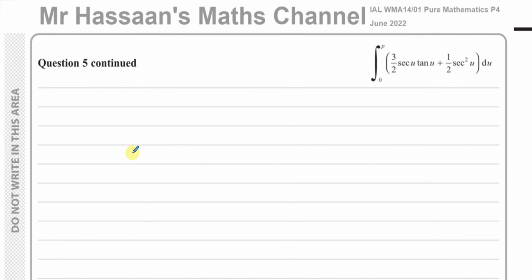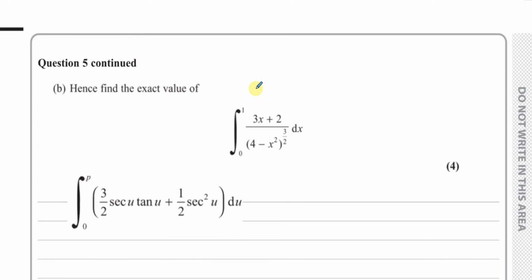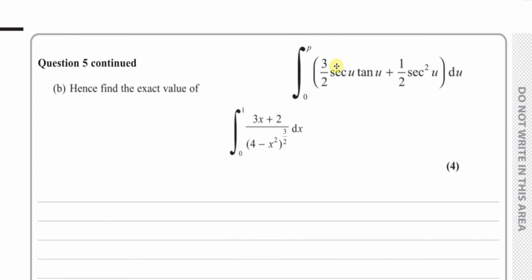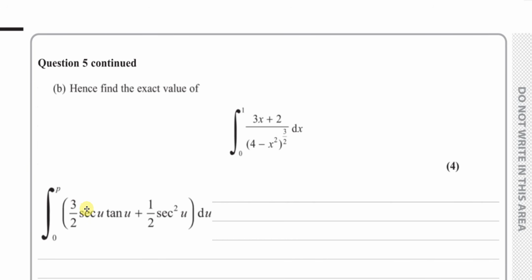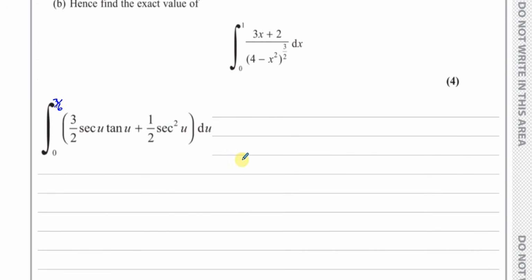So I'm going to go on to part B now, which I've got ready over here. Part B says, hence find the exact value of this expression, and this is what we had to show, and that's what we're going to start off with. Hence means use your answer. P is pi over 6, so we can use that, of course. Now we're going to integrate this expression with respect to u.